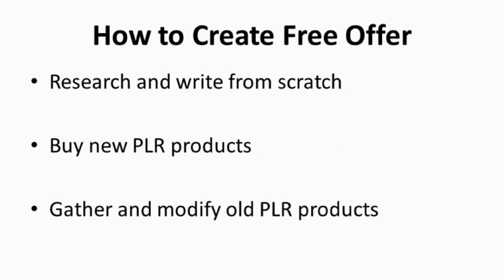There are 3 methods for you to create a free offer. First, research the topic and then write it from scratch. The first method consumes longer time as you have to write it from scratch. However, this can be an advantage for you. When you write the original content from scratch, this is a unique article from you to your subscribers, which can't be found elsewhere.